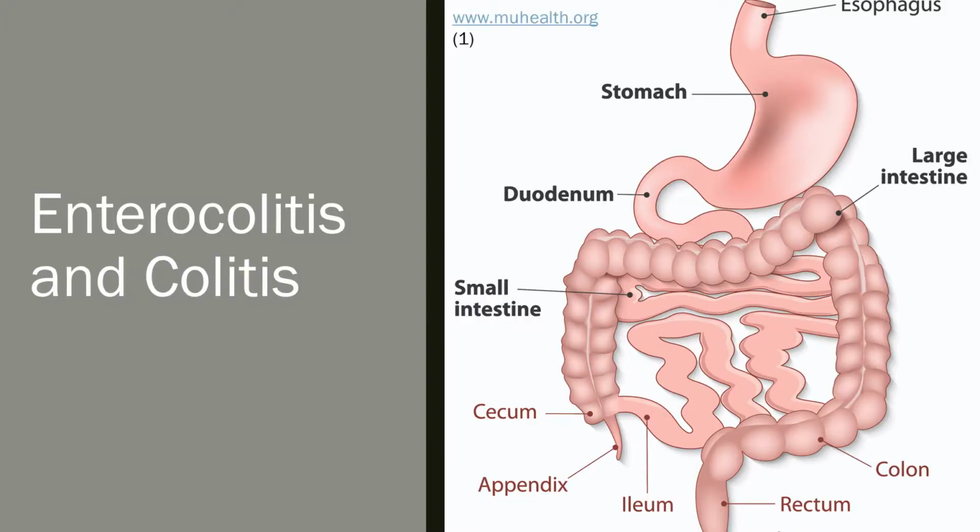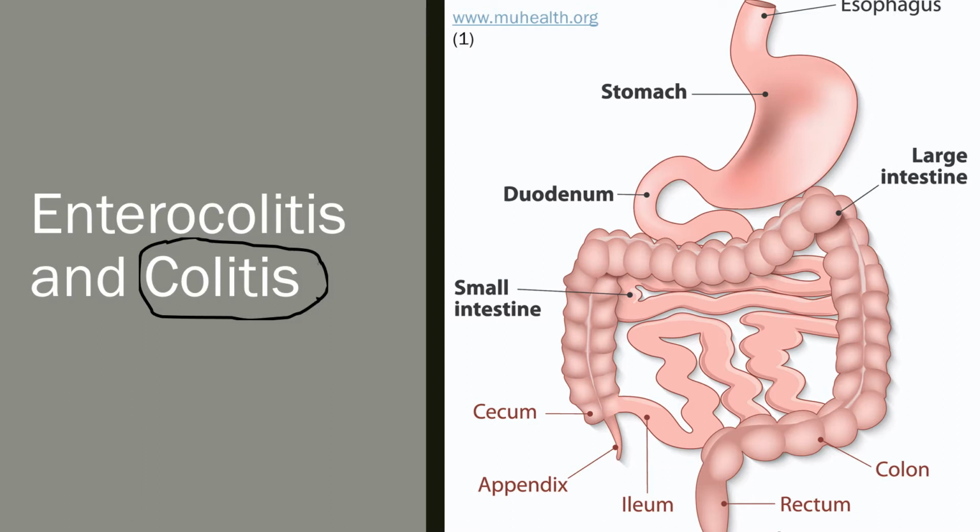So the last 2 diseases I want to go over are enterocolitis and colitis. I group these together because they both have to do with the latter half of our GI tract. So as I said before, entero has to do with our small intestine, but the term colitis, so itis, as we know, is inflammation, and col would be the colon, so inflammation of the colon or the large intestine.